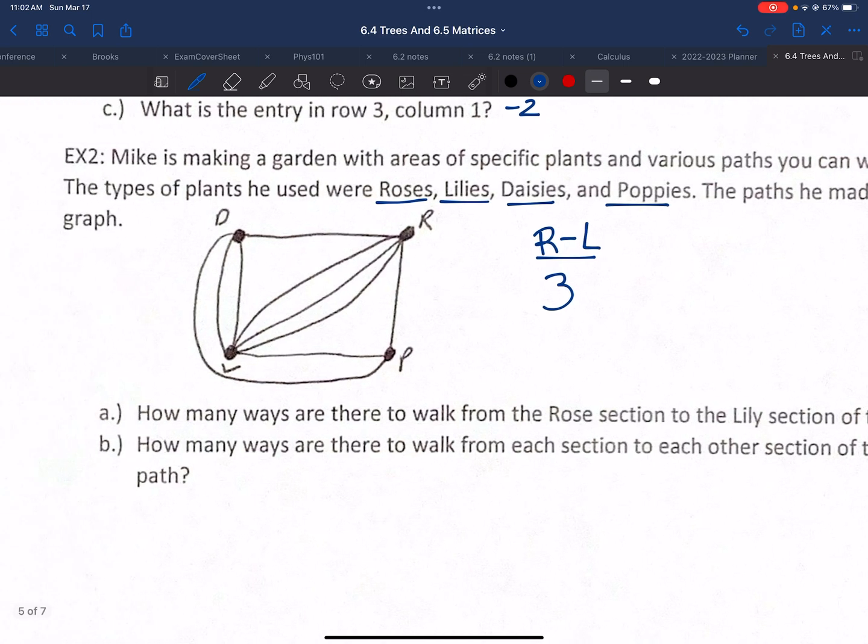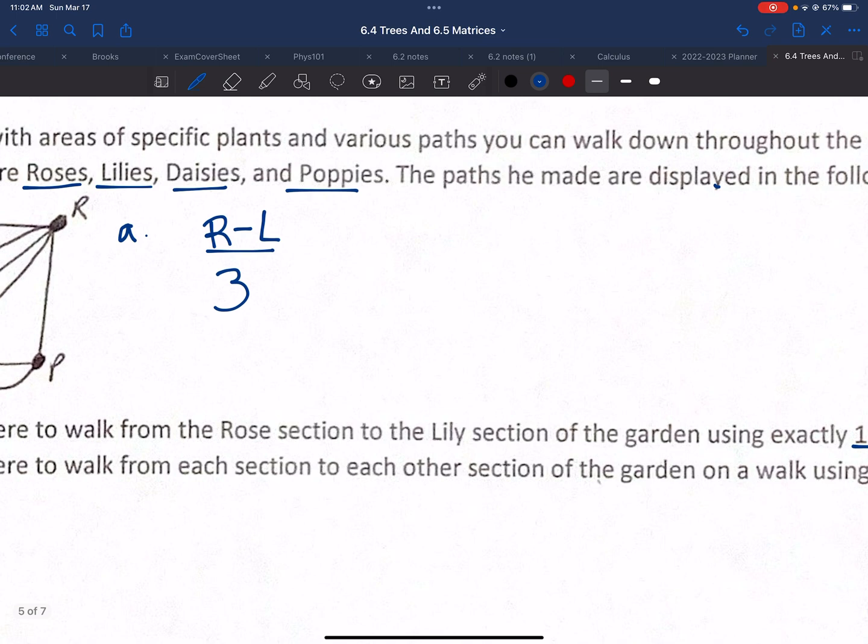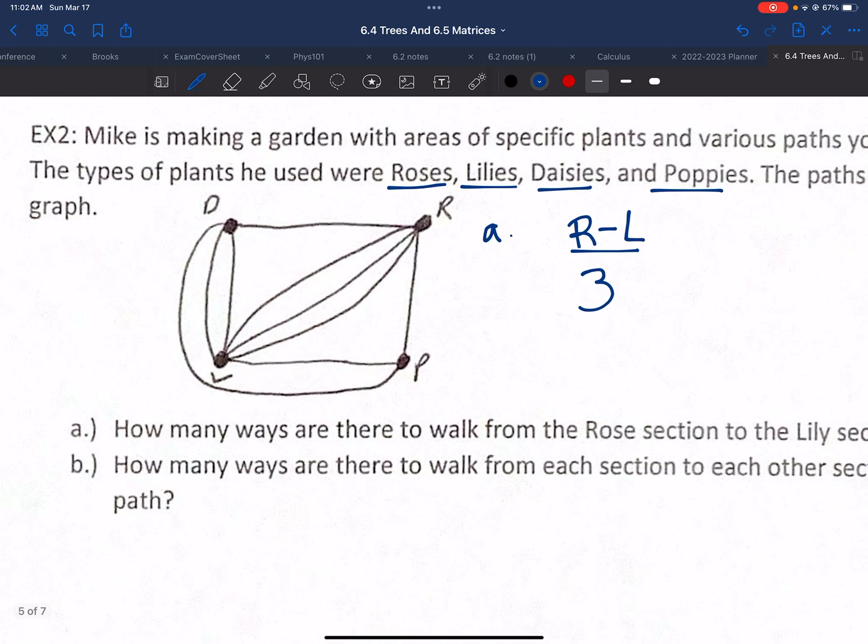The second question, so this is part A. The next question says, how many ways are there to walk from each section to each other section of the graph on a walk using one path, or one edge? So we already have rose and lily. We need rose and poppy. We need rose and daisy. We need poppy and lily and poppy and daisy. And then we need lily and daisy. Okay, so those are the 6 that we're going to look for.